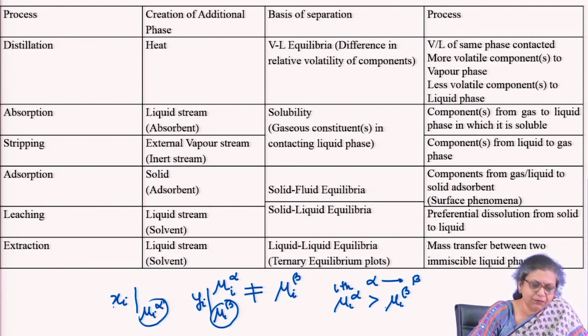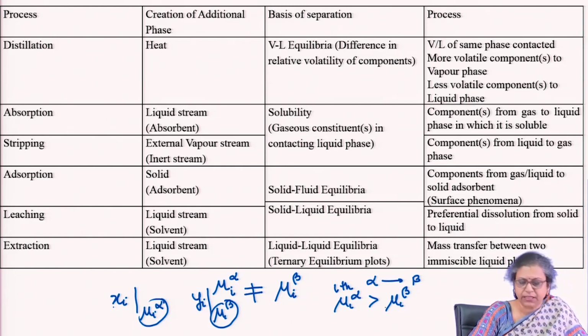So, quite naturally, when we will be dealing with distillation, vapor liquid equilibrium is going to be important when the vapor and liquid correspond to the same set of components. When it is absorption, definitely here also vapor liquid or gas liquid equilibrium is important, but in this case naturally the gas and the liquid phase do not comprise the same components, or in other words, the gas phase comprises several non-condensable components. The same thing applies for stripping as well.